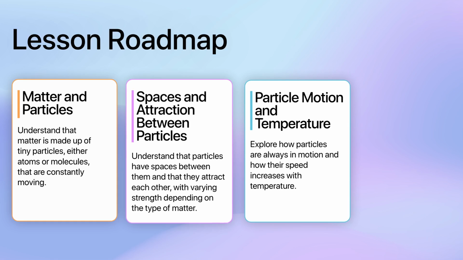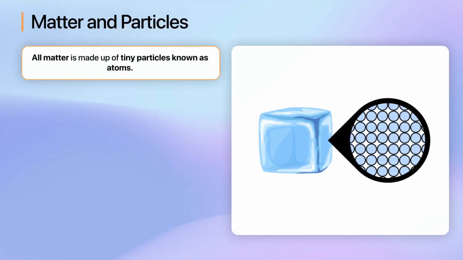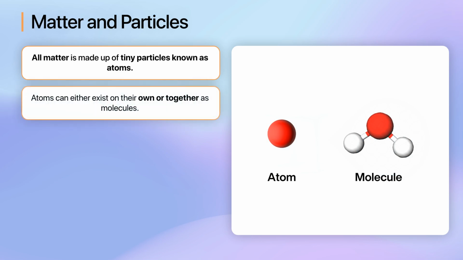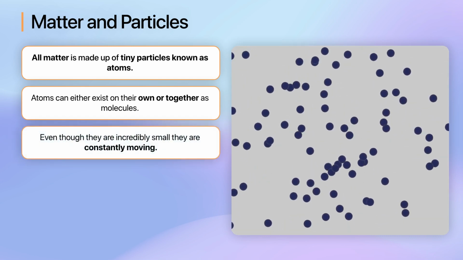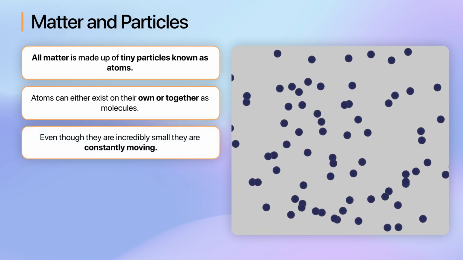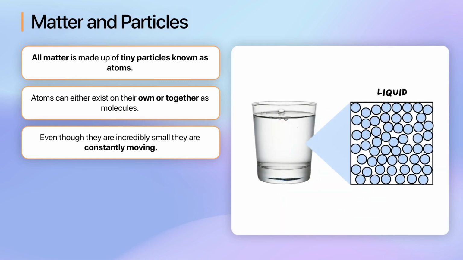Let's get started. All matter, whether solid, liquid, or gas, is made up of tiny particles known as atoms. Atoms can either exist on their own or together as molecules. These particles are the fundamental building blocks of everything around us. Even though they are incredibly small and cannot be seen with the naked eye, they are constantly moving. For example, when you look at a glass of water, you see a liquid. In reality, this liquid is composed of countless water molecules, H2O, that are moving continuously.